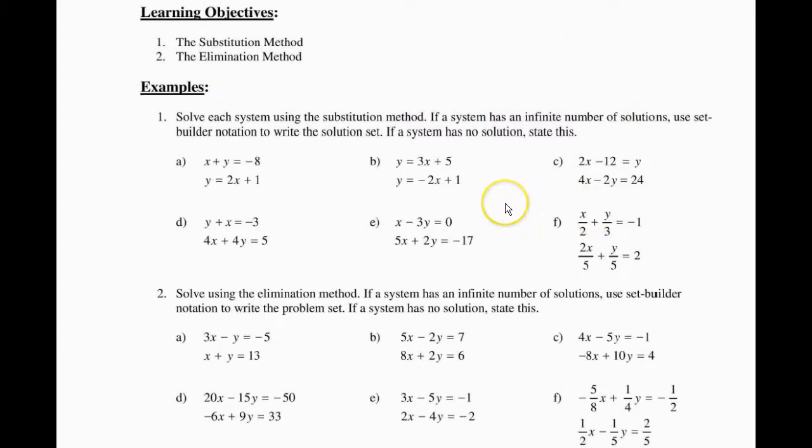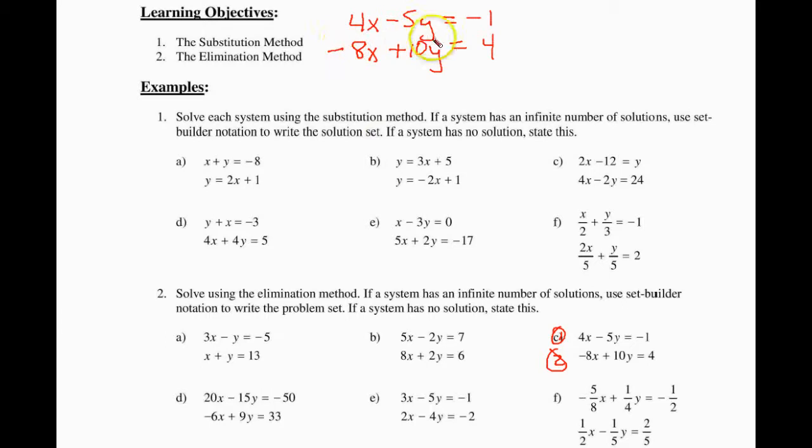All right, let's try letter C now. And that shows us what we have to do often when we do these. This is equation 1. This is equation 2. Now, fortunately, they're in standard form. So 4x minus 5y equals negative 1. And then here we have negative 8x plus 10y equals 4.